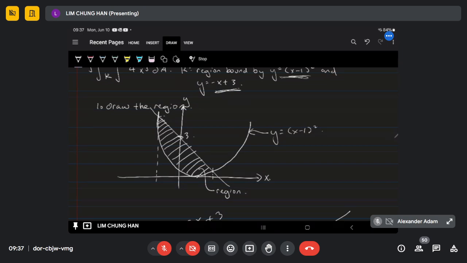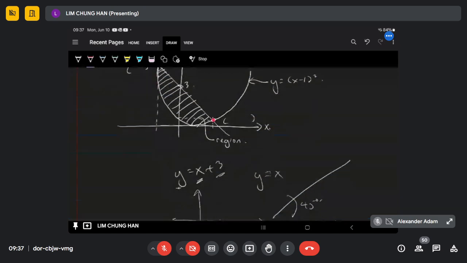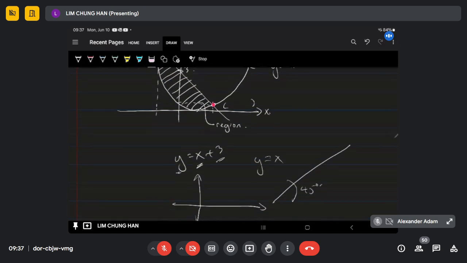You need to know the coordinates there. Basically, you need to know this intersection point. I mark it in red. You need to know that intersection point to get your smallest number and biggest number, regardless of whether it's the x or y axis. So the first thing you always have to do, what? Find the intersection point.